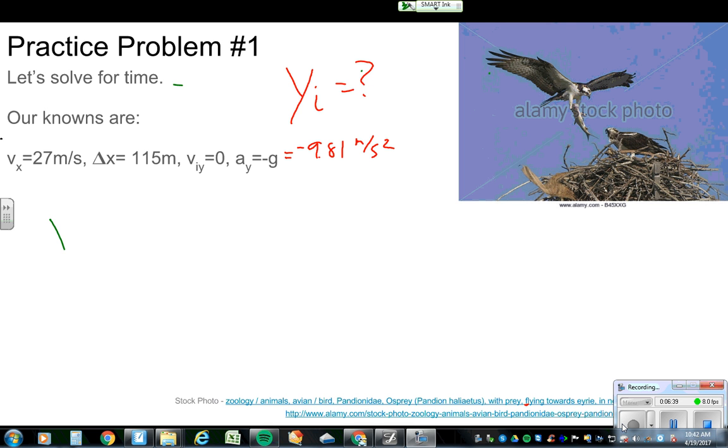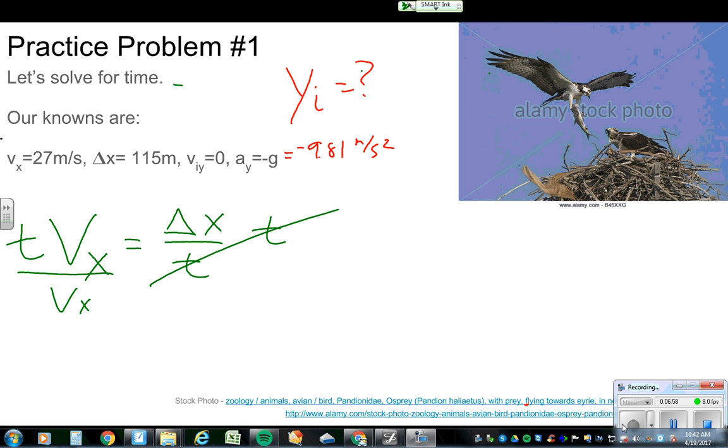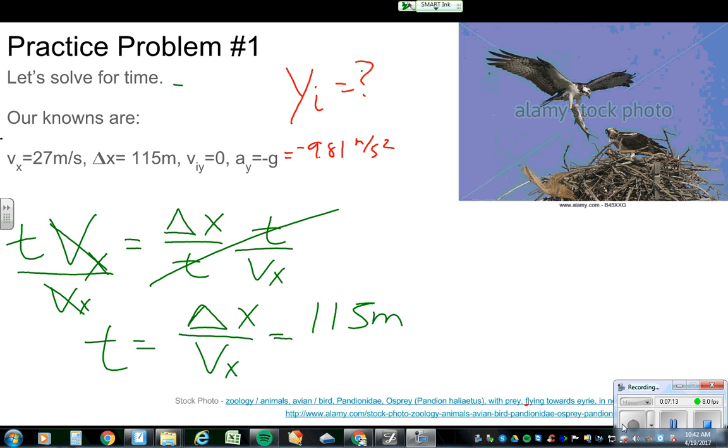So the equation horizontally is this: Vx is change in x over time. Just the basic velocity equation. But I'm looking for time, so I want to isolate time by itself, so I'll multiply both sides by time. My times cancel out, and then divide both sides by v sub x, and my v sub x cancels out over here, so I'm left with this. Time is equal to my change in x divided by my v sub x, or 115 meters divided by 27 meters per second.